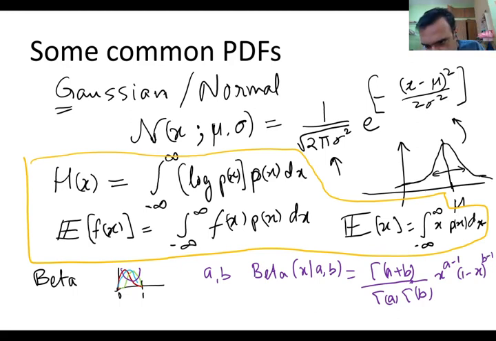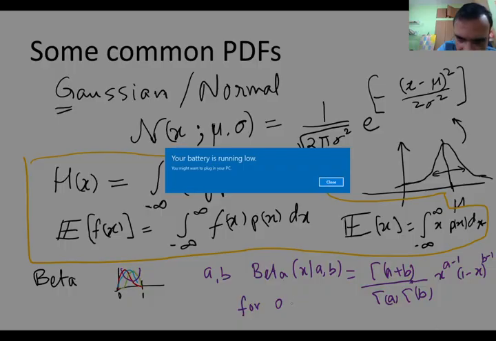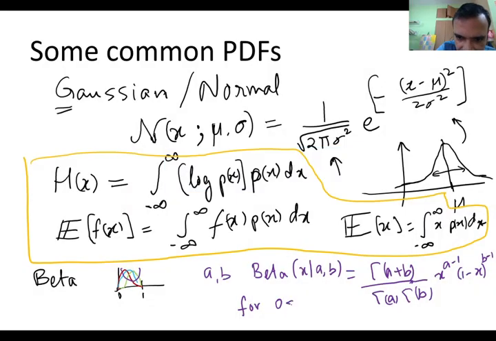So here, one thing to note is that A and B have a symmetric role, and this is only defined for x belonging to 0 less than or equal to x less than or equal to 1, and otherwise the beta distribution is 0 for other values of x.